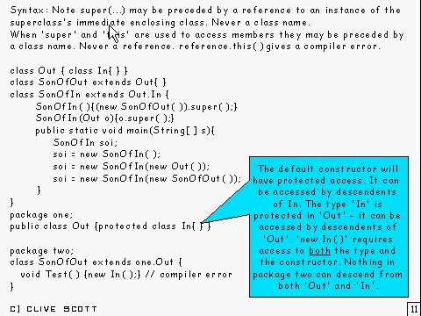Okay, it is of course never preceded by a class name. You should never see a class name in front of something like that. It's got to be an instance of something. Now, when super and this are used to access members, they may be preceded by a class name, okay, and they are never preceded by a reference. Okay? And a reference this, of course, will actually give a compiler error.